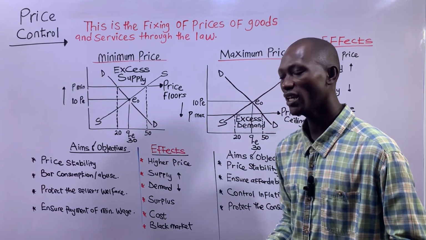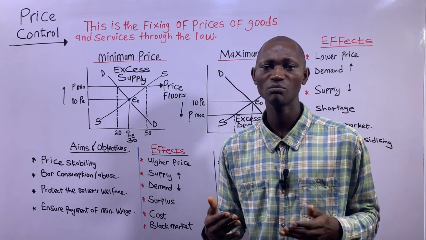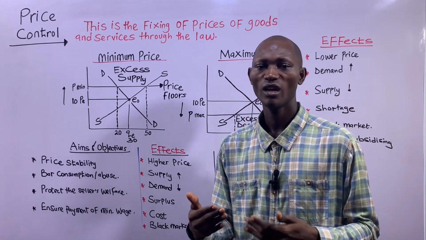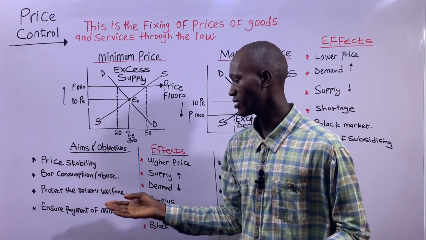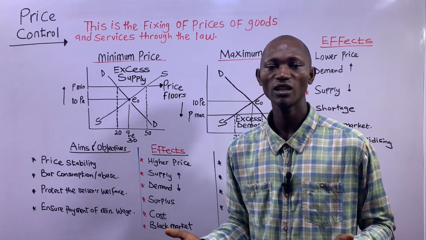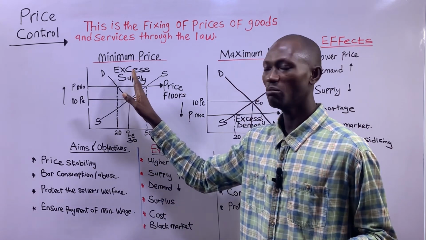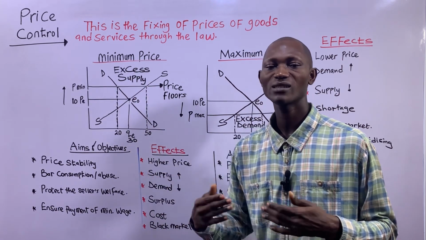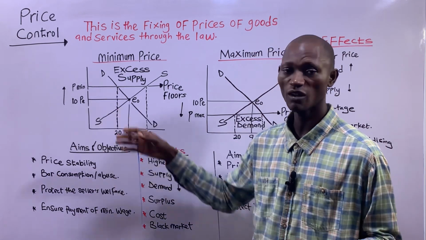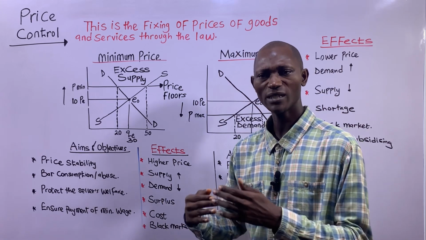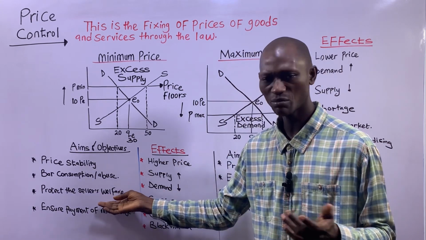Then number three, protects the seller's welfare. Do not forget, we did say that a higher price means the producers will produce more, and as a result, more revenue for them and more profits. And more profits means the standard of living of the producers will increase. So this minimum price legislation is aimed at promoting and improving the welfare of the producers, because the government is saying, oh, come on, come and produce and sell at a very higher price.